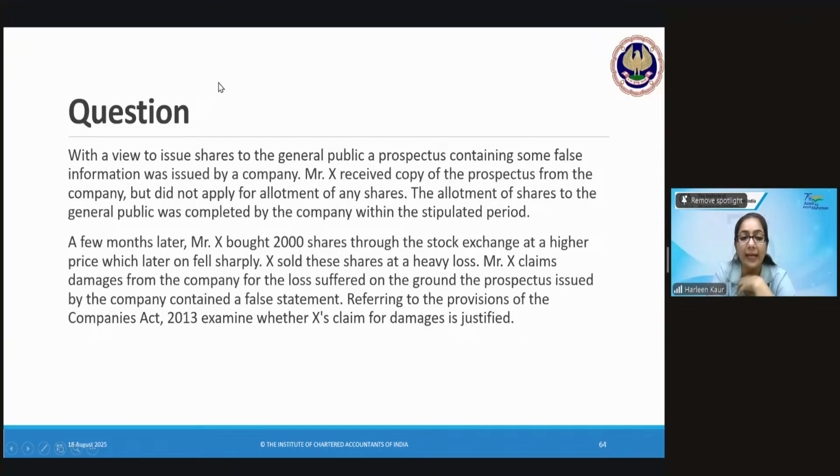A few months later, X bought 2,000 shares from the stock exchange at a higher price, which later on fell sharply. X sold these shares at a heavy loss. Now he wants to claim damages from the company for the loss suffered on the ground of the prospectus issued by the company, which contained a false statement. Please tell us whether X can claim these damages or not. Who is going to answer me?